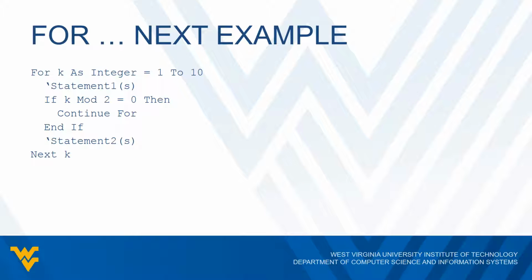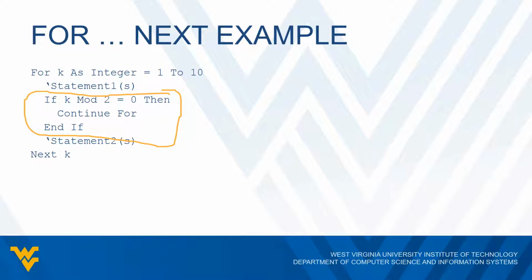Here is another example, and this is a little different from what we've seen before. So we still have k as an integer where it's initially 1 and we go up to and including 10. That's fine. We have a set of statements. We just put a comment in it because we don't really care what those statements are. But the big thing I want you to take a look at is the if statement that we have inside of here. So this part right here.